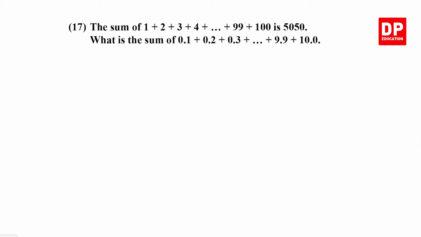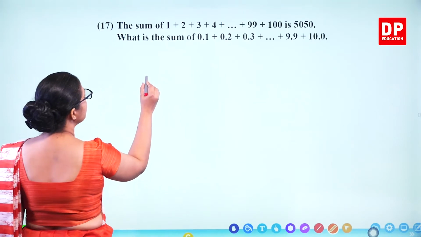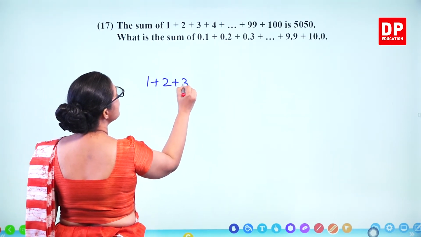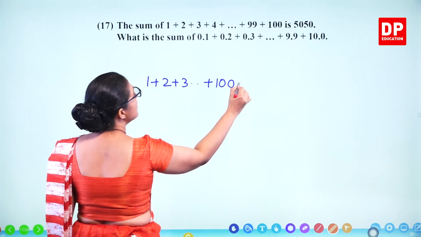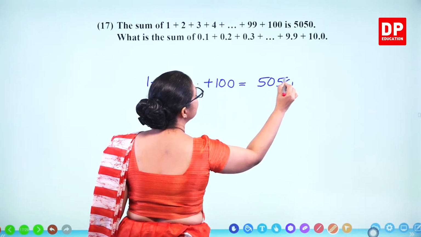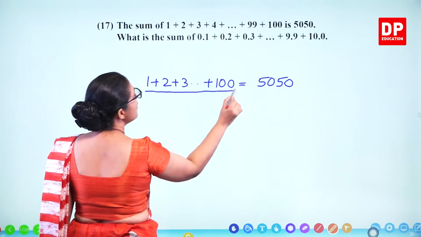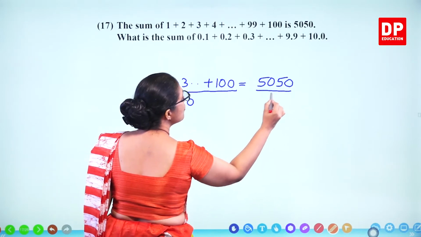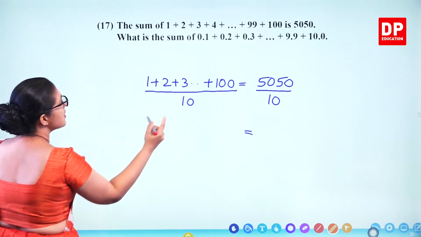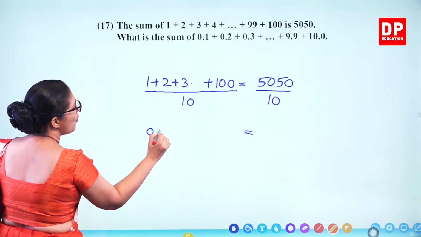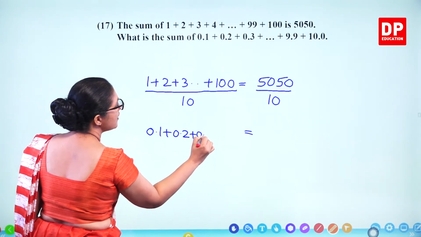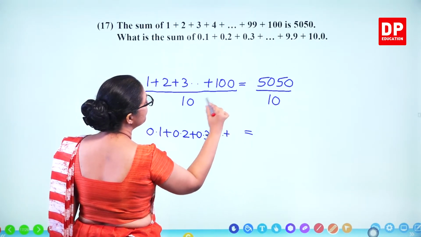Question number 17. The sum of 1 plus 2 plus 3 like that up to 100 is 5050. What is the sum of 0.1, 0.2, 0.3? So all the numbers divided by 10. So we can write 1 plus 2 plus 3 up to 100 is 5050. I'm dividing everything by 10, so I have to do the same thing here. Each number you have to divide by 10. So 0.1 plus 0.2 plus 0.3 up to 10.